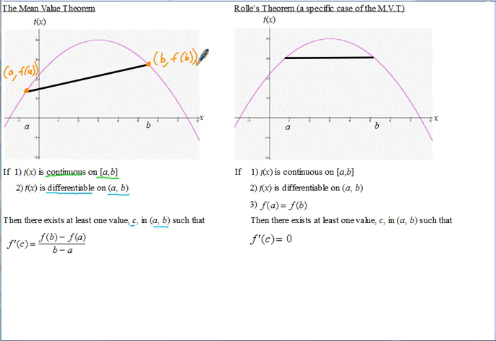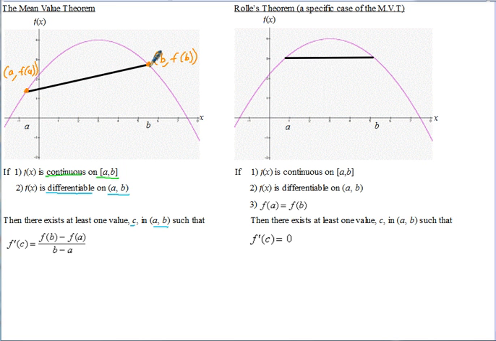So let's take a look at this graph, see if it's continuous on this interval and differentiable. It is continuous. You see there's no holes, vertical asymptotes, there's no break in the function from a to b. And it's also differentiable because we don't have any corners or cusps or vertical tangent lines in that interval.